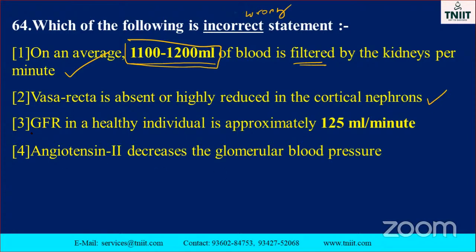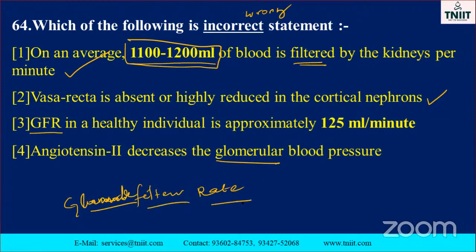And the next one is GFR. Glomerular filtration rate. Glomerular filtration rate, that is called GFR. In a healthy individual it is approximately 125 ml per minute. Listen here, these two are very, very important. This is also correct. The last one, since these three are correct, means the last one is the wrong one.